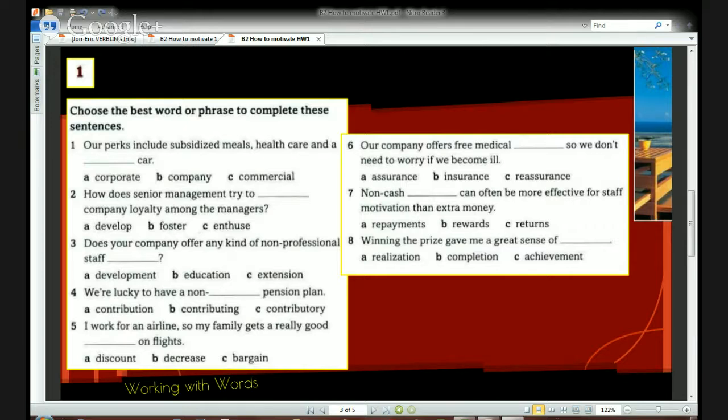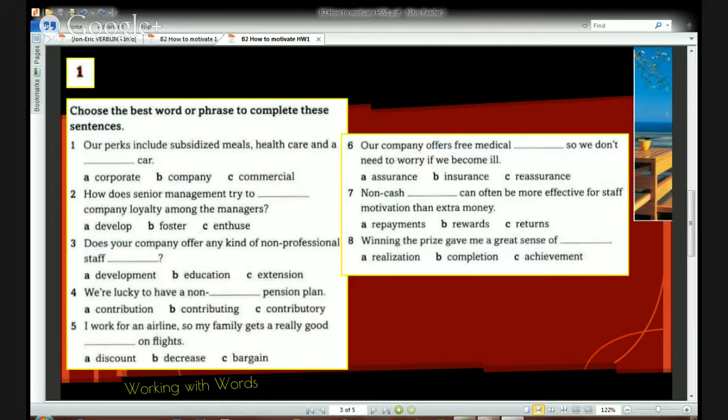All right, Giuseppe, what do you think about development, education, or extension? Does your company offer any kind of professional staff development? Yeah, I guess it's the best word because we wouldn't say professional staff education. And extension doesn't make any sense. So it's got to be staff professional development. Yeah, makes sense. Some kind of training like how to paint or something like that. Okay, sounds good.